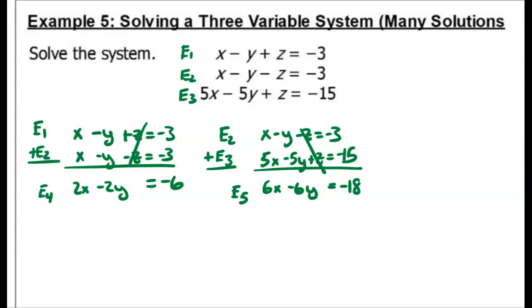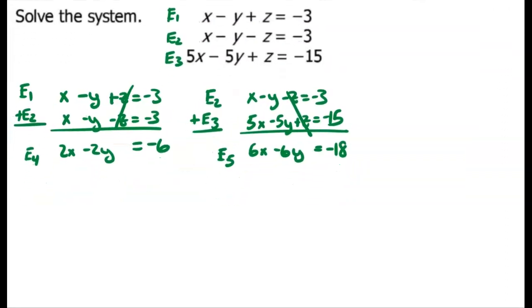Okay, so now remember my process is to take those two equations and try to get a variable to eliminate. So if I want, let's say, the x's to eliminate, then I'm going to take equation 4 times negative 3. And that will give me negative 6x. And then hopefully the x's will eliminate. So take equation 4 right here times negative 3. That's going to get me negative 6x plus 6y equals 18.